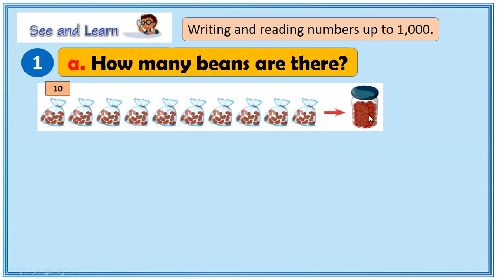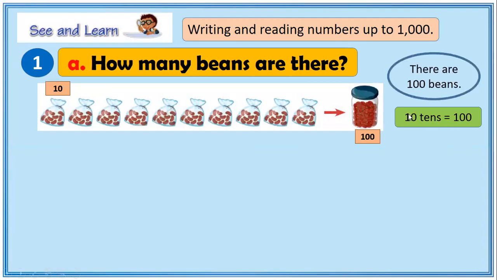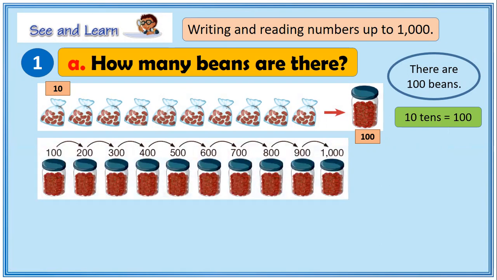And this jar of beans contains how many beans? All right. So remember, 10 tens is equal to 100. So again, this jar contains 100 beans. Okay, what about these jars? How many beans do we have in all? Again, each jar contains 100 beans.